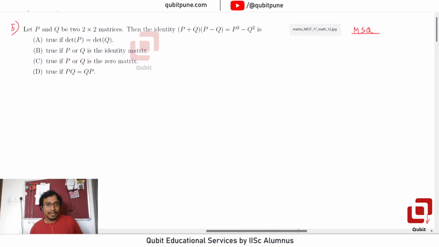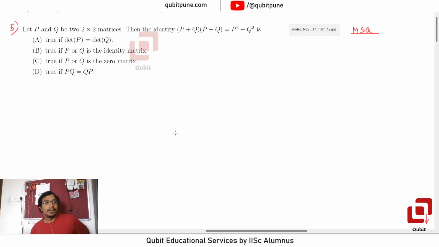I think you people can handle this one as well. Let P and Q be 2 by 2 matrices. Then the identity (P plus Q) into (P minus Q) is equal to P squared minus Q squared is true: A, if determinant of P is equal to determinant of Q. B, true if P or Q is the identity matrix. C, true if P or Q is the zero matrix. D, true if PQ is equal to QP. This is a multiple select question from NEST 17.